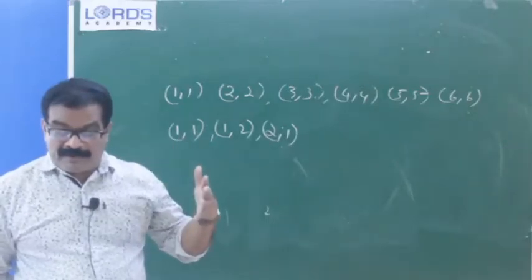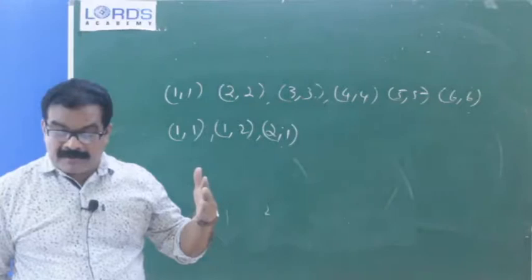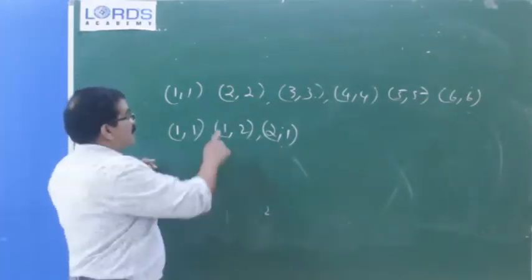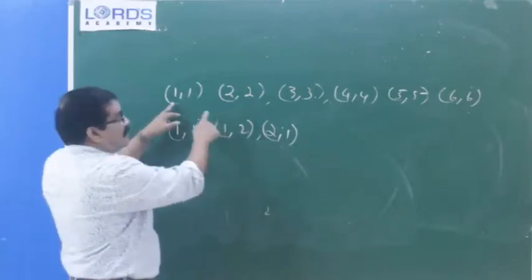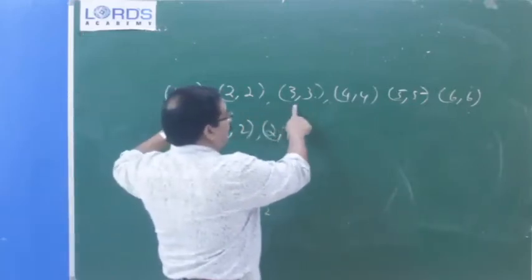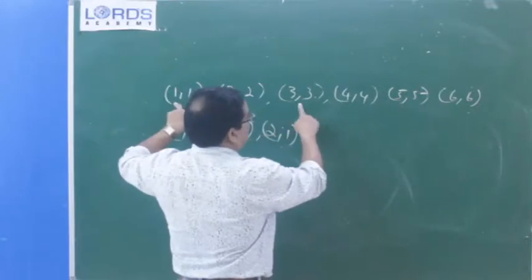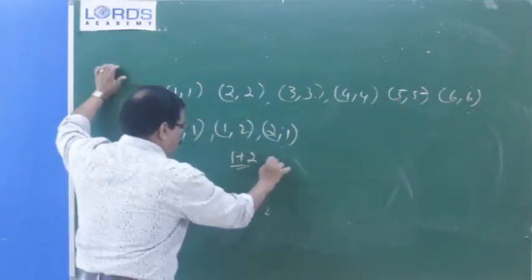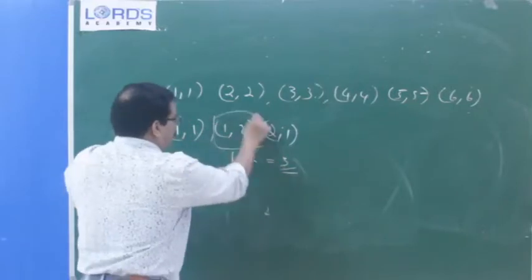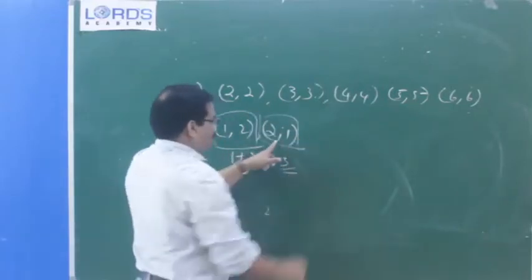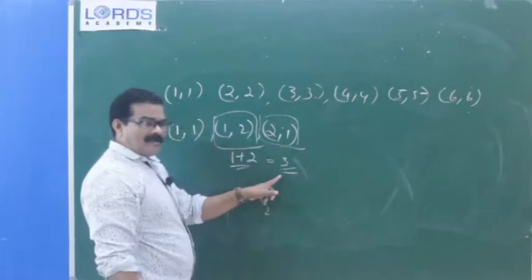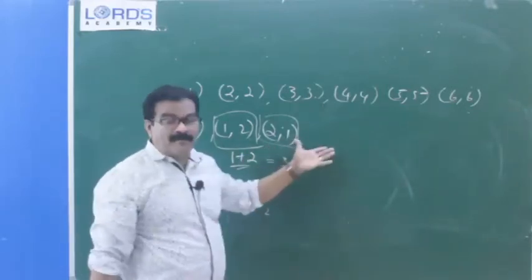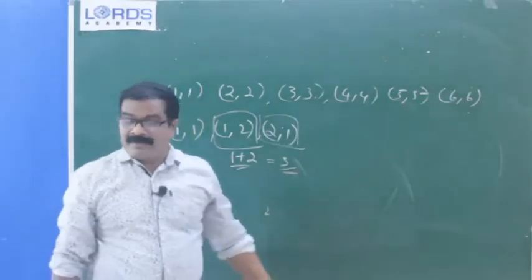Then what about an odd number as a sum? When you add these, for example, 1 plus 2 is equal to 3, and 2 plus 1, 3 is an odd number. Then how many pairs can you find from that? Yes, okay.